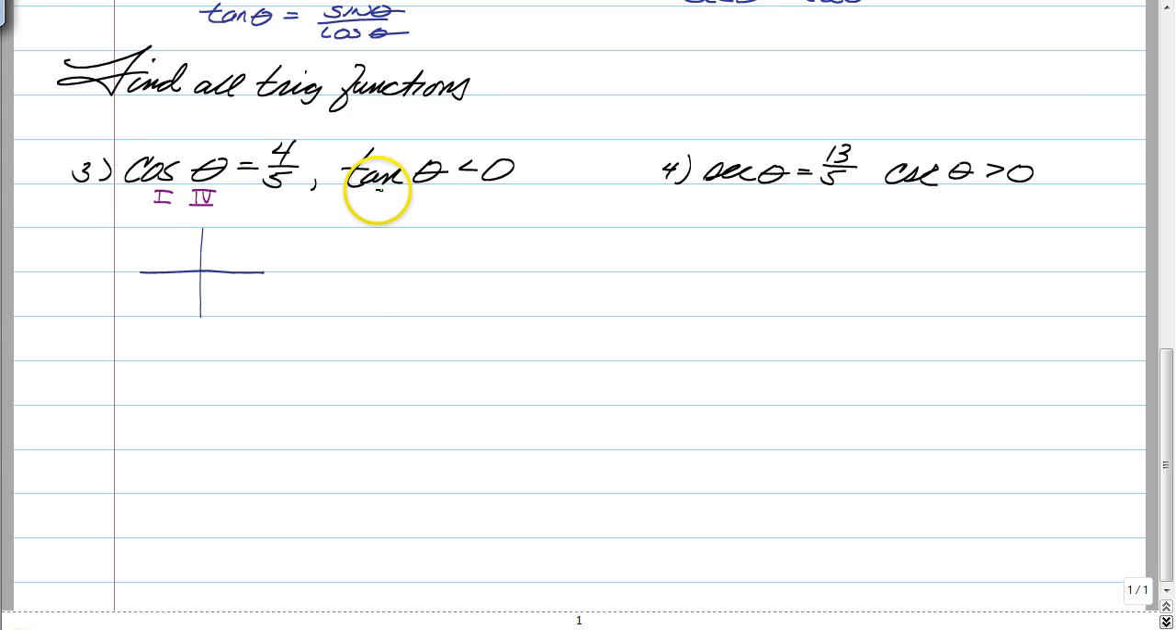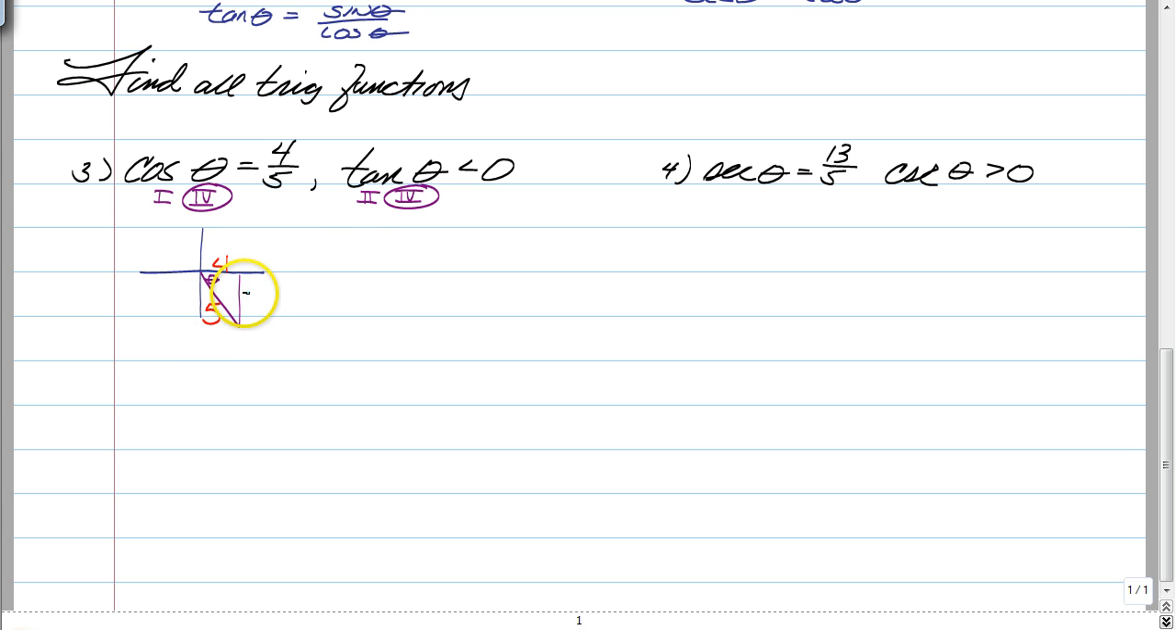So in which quadrant is tangent negative? Tangent is negative in quadrant 2 and quadrant 4. So the only one they have in common is quadrant 4. So this diagram needs to be drawn in quadrant 4. So we have our theta. Now cosine, if you remember from back in the day, geometry, cosine is adjacent over the hypotenuse, so that makes this 4 and your hypotenuse 5.